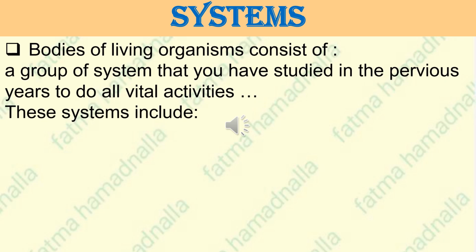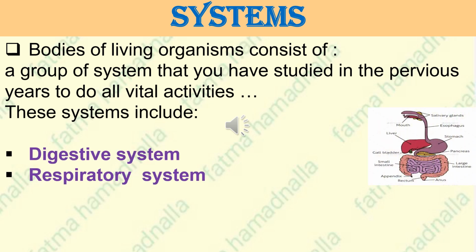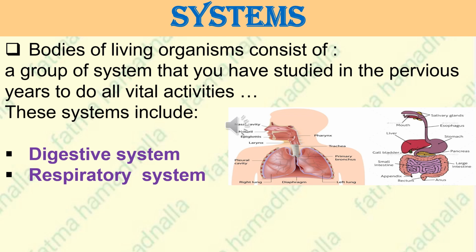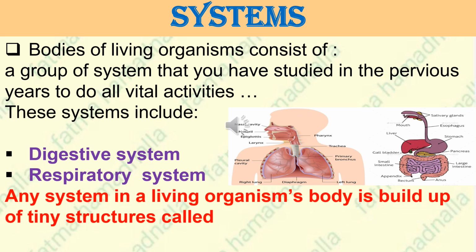We have learned that the bodies of living organisms consist of a group of systems that carry out all vital activities. These systems include the digestive system and the respiratory system, okay? Any system in a living organism's body is built up of tiny structures called cells. Now we will talk about the cell. This is the cell.